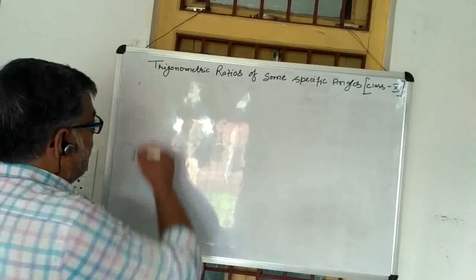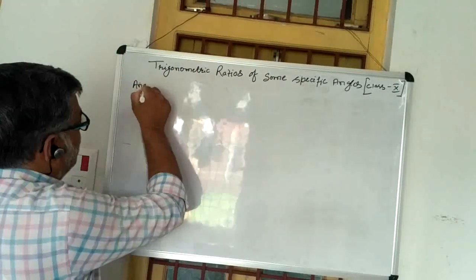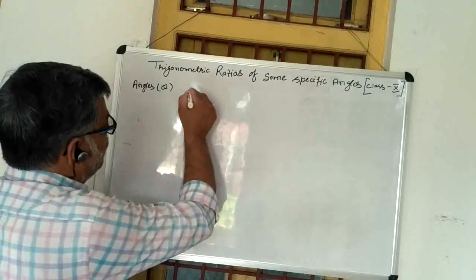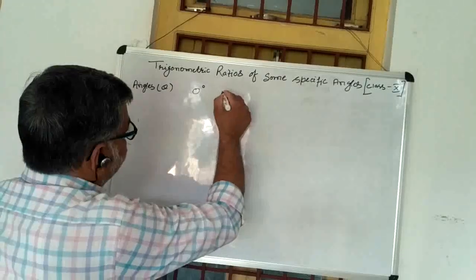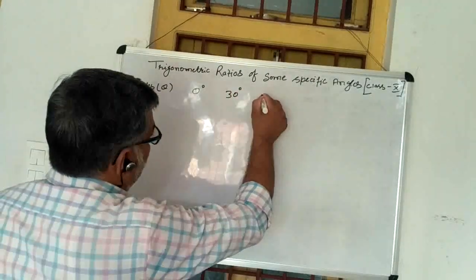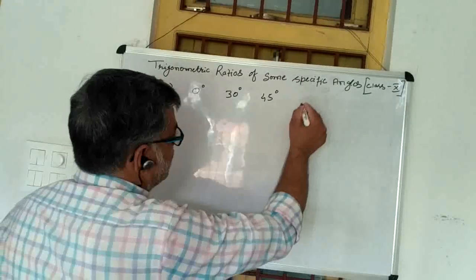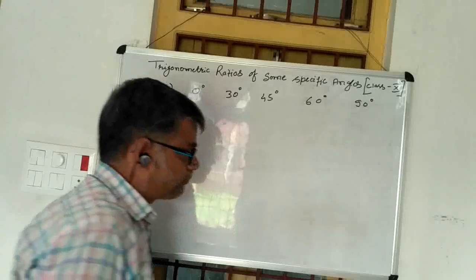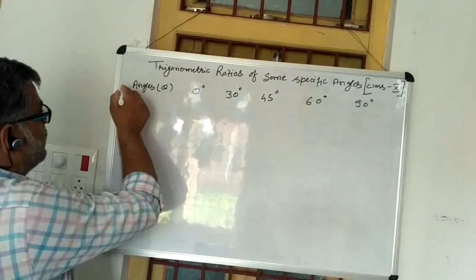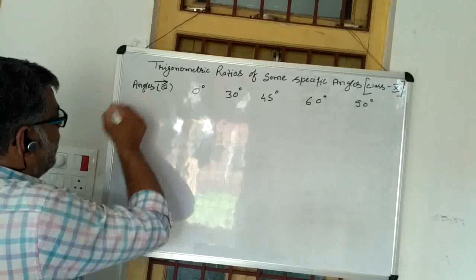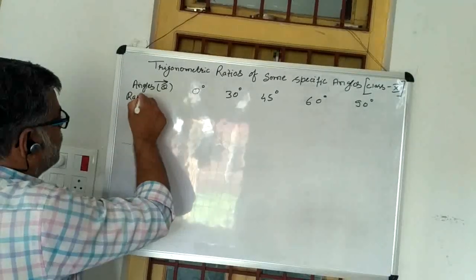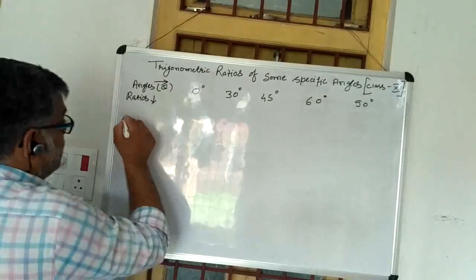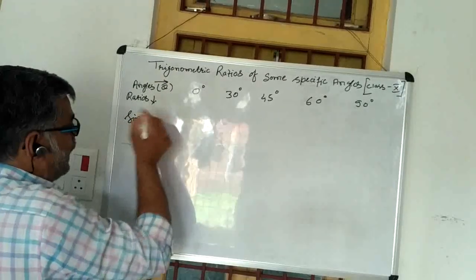So here the angles in theta are 0 degree, 30 degree, 45 degree, 60 degree and 90 degree, and the ratios. This is the angle and ratios. First you have to remember sine theta.